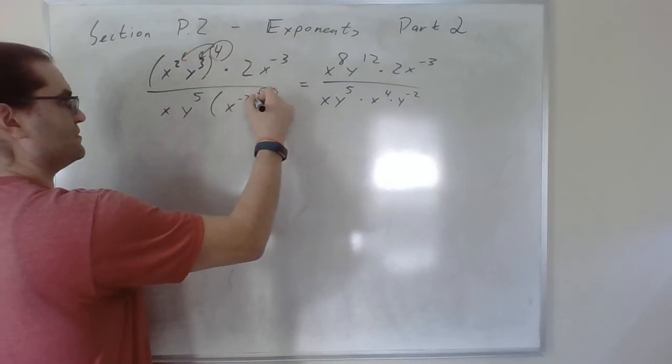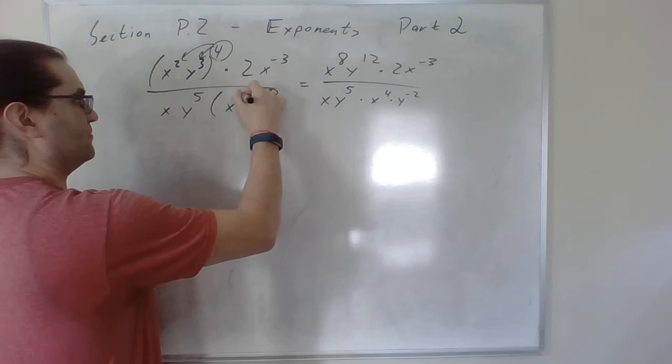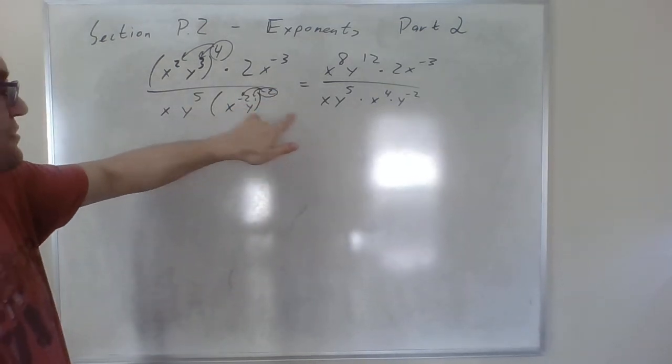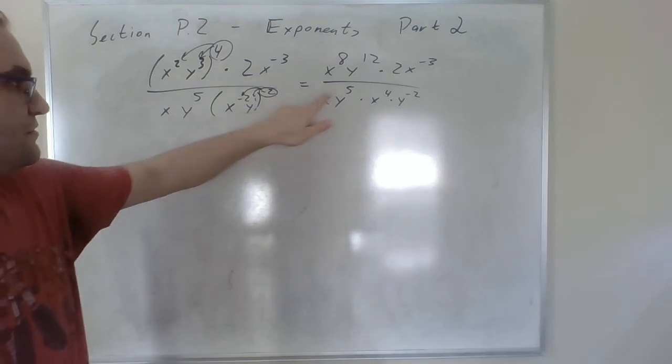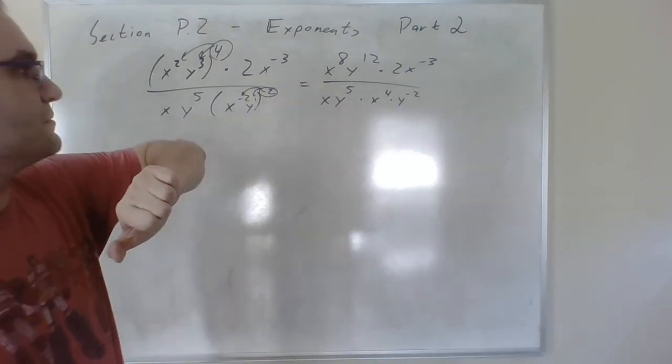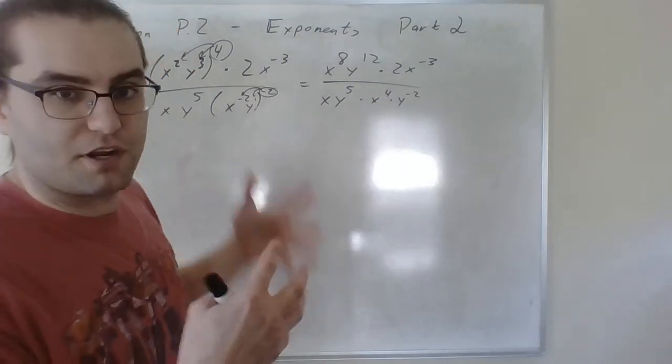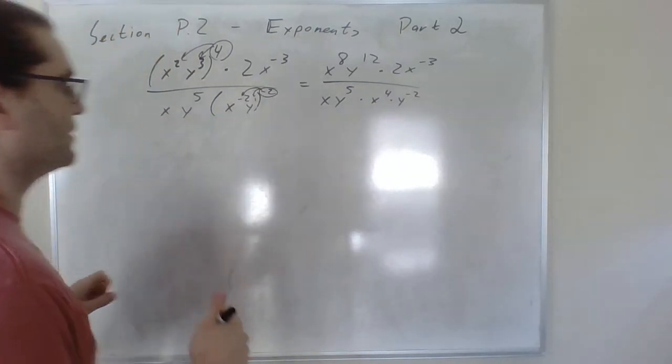I've distributed this 2 in here. This y is just a y to the 1. So I'm multiplying this negative 2 by the negative 2 there. I'm multiplying the 1 by the negative 2 here to get these numbers. I'm going to clean up this business. I'm going to try to combine like terms right now before I do anything else.